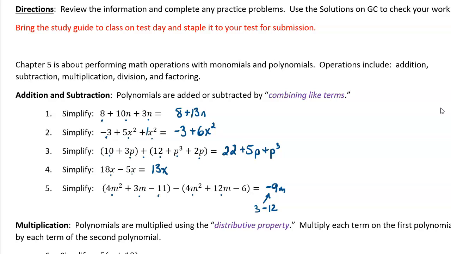Now the constants, negative 11 subtract negative 6 is negative 5. This negative 5 is obtained by going negative 11 subtract negative 6. This is equal to negative 11 plus 6, which is negative 5.